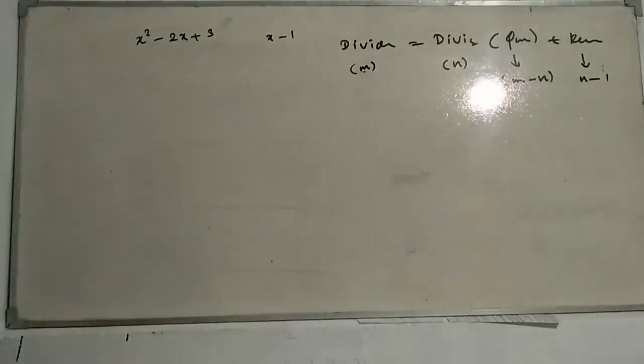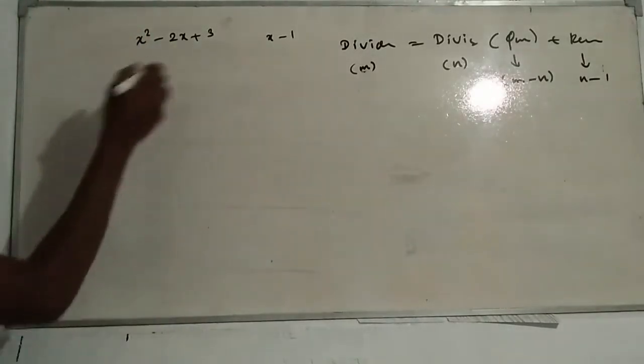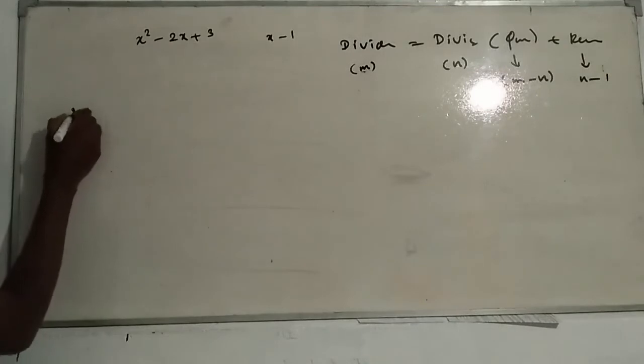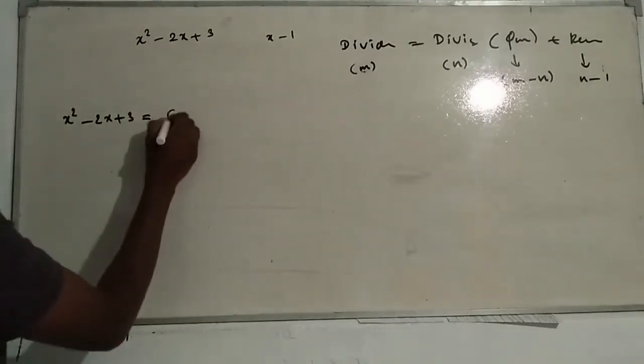So what is the dividend? If you look at these two, this is the dividend, so I will write this first. I write the dividend, that means x squared minus 2x plus 3 is equal to, what is the divisor? The divisor is x minus 1.